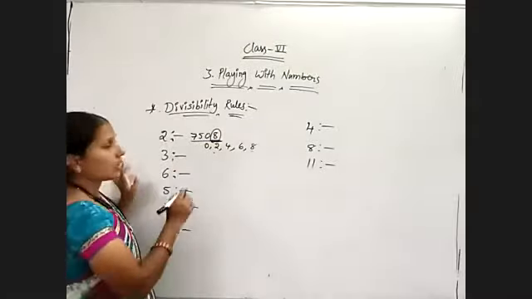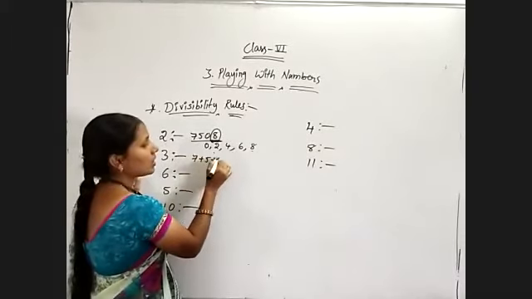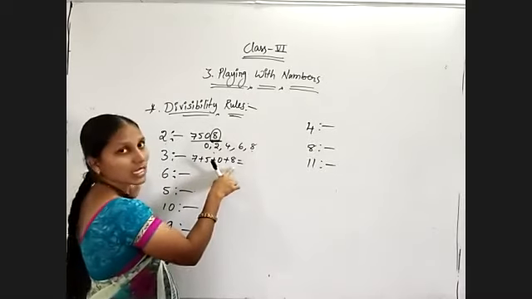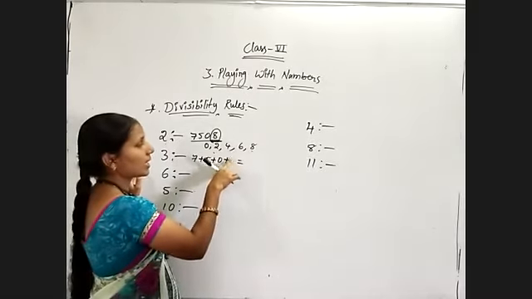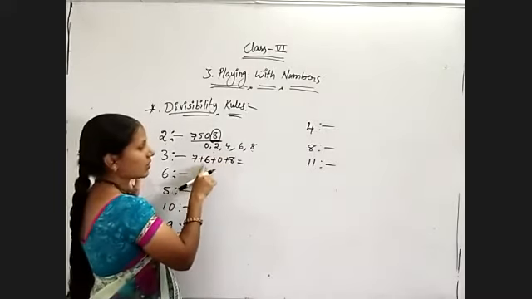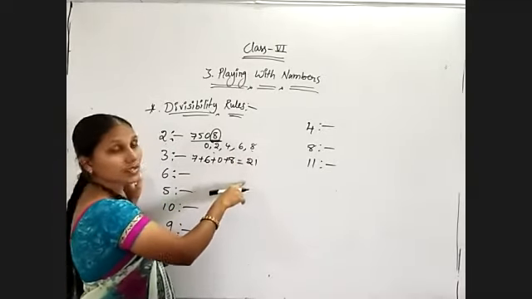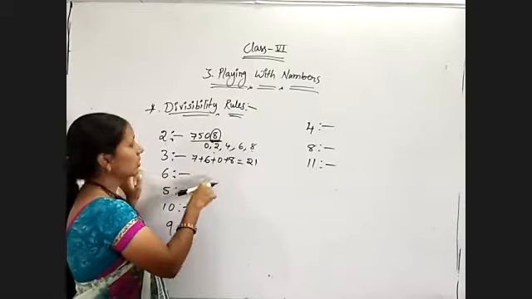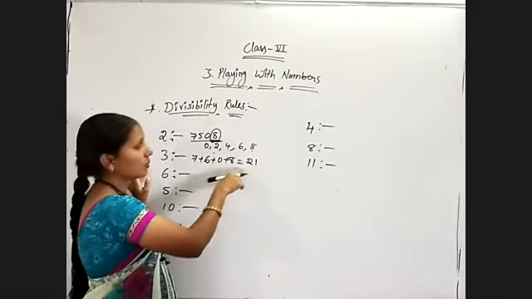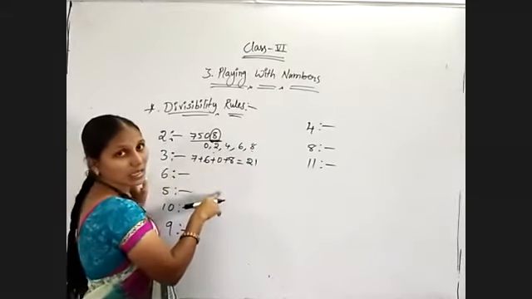Now 3. If the sum of the digits, take this example, the sum of the digits in the given number: 7 plus 5 is 12, 12 plus 8 is 20. Sorry, 6 and 8: 7 plus 6 is 13, 13 plus 8 is 21. 21 we will get in the 3 table. So 21 is a multiple of 3. That means this number is divisible by 3 also.